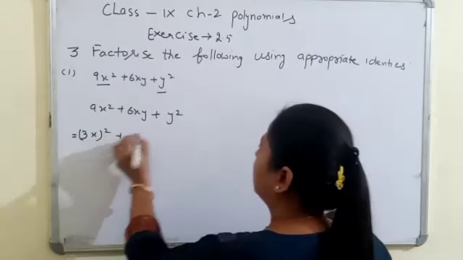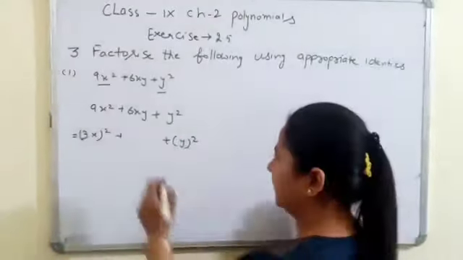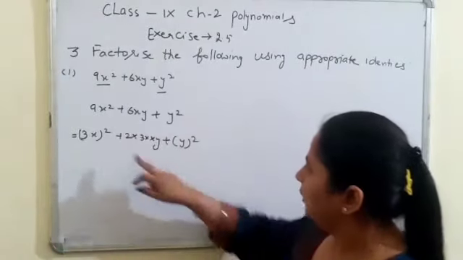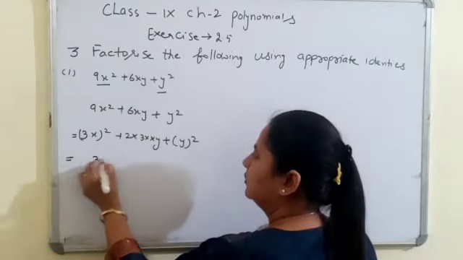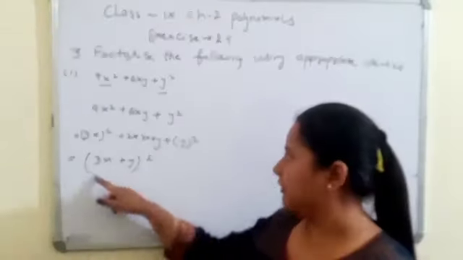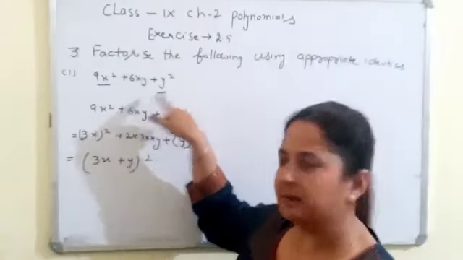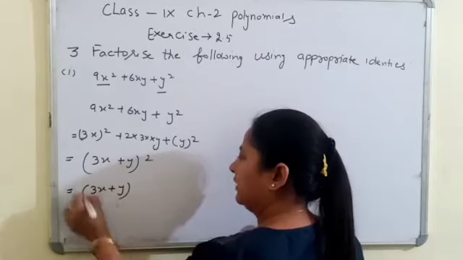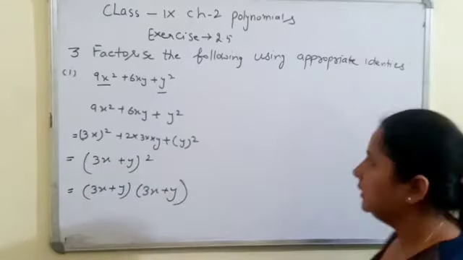(3x) square plus y square, a square plus b square plus 2ab. Check the middle term: 2 into 3 is 6xy. Yes, you can use the identity (3x plus y) whole square. When we solve it, we get 9x square plus 6xy plus y square. So this is the suitable factor, (3x plus y) square, so we will write it up to the power 2. This was the answer for part 1.